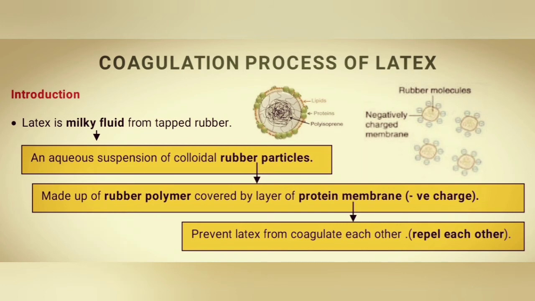The milky fluid obtained from tapped rubber trees is called latex. It consists of an aqueous suspension of colloidal rubber particles. Each rubber particle is made up of rubber polymers covered by a layer of protein membrane. Negative charges are found on the surface of the membrane, making each rubber particle negatively charged. The negatively charged rubber particles repel each other, preventing themselves from combining and coagulating.